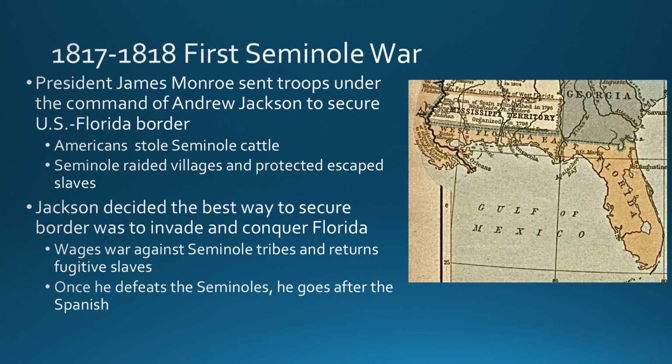Jackson, in characteristic fashion, decides the best way to secure the border was to invade and conquer Florida, thereby eliminating the border entirely. He crosses into Florida and wages war against the Seminole tribes and returns fugitive slaves that he captures to their owners. Once he defeats the Seminoles, then he goes after the Spanish. The problem is, he did not have the permission of Monroe or the government to do this, and it created a big international incident. Spain was understandably angry.